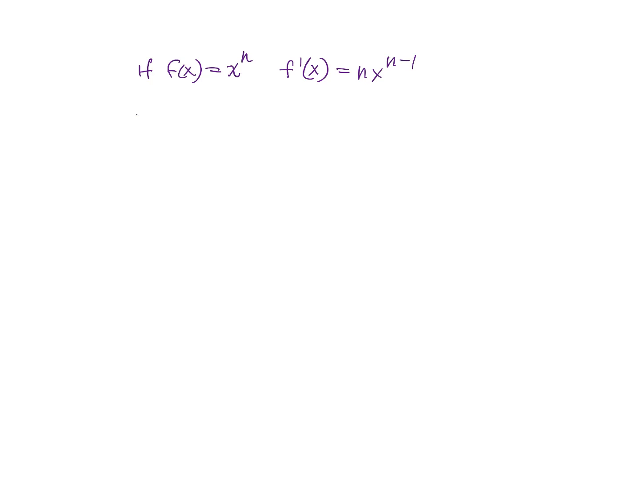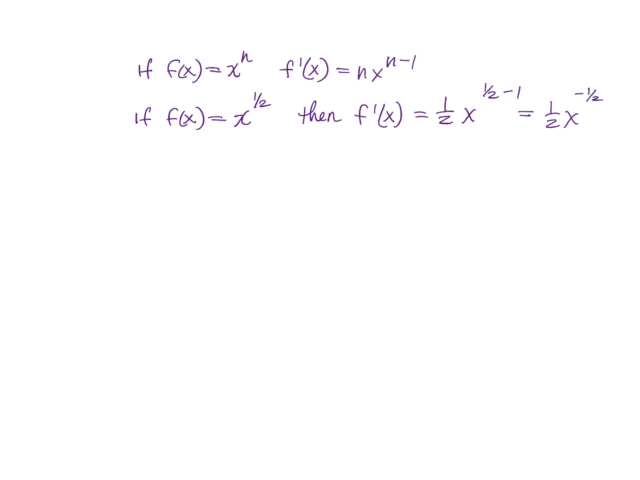So if f of x is equal to x to the 1/2 power, and I wanted to take the derivative, then for f prime of x we do the same exact thing. We bring the 1/2 down front, and then we take 1/2 minus 1, and so that gives us 1/2 times x to the negative 1/2, doesn't it? We could rewrite that as 1 over 2 times x to the 1/2. That may take some review of your pre-calculus to remember how to deal with negative exponents.